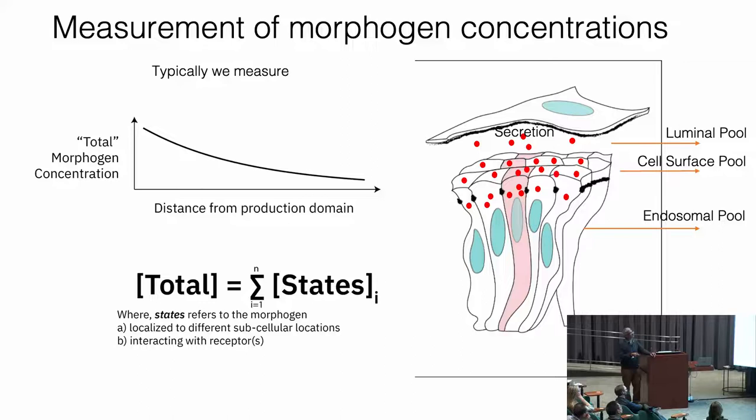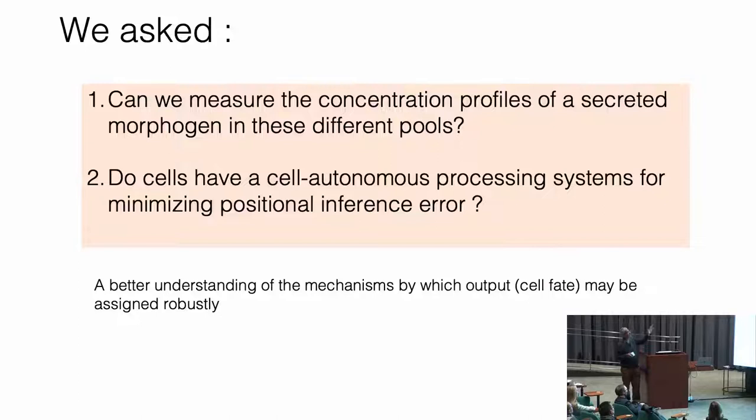But when we measure a morphogen gradient, we usually measure everything at the same time and categorize it as the gradient. So the question we have asked in a very specific context is, can we measure the concentration profiles of secreted morphogen in the different pools that I just alluded to? And then, do cells have a cell autonomous processing system for minimizing this positional inference error that's going to arise due to this process of production and movement? And I think that's basically the question.